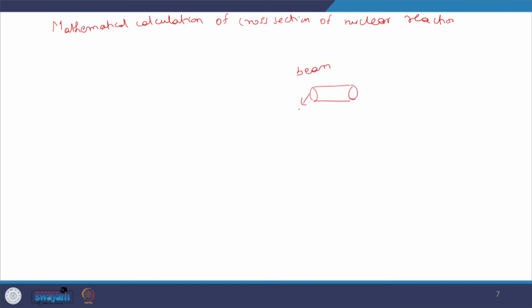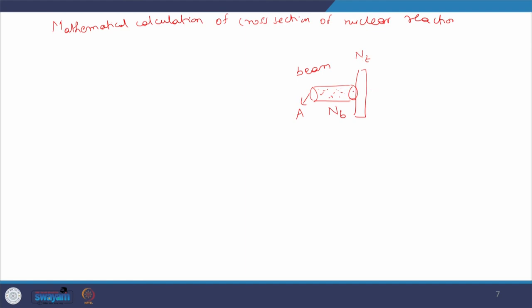Let me do some mathematical calculation, some kind of derivation of the cross section of a nuclear reaction. For that, what are the quantities that come into the picture, my dear? Assume the projectile beam, whose energy is E, and the number of particles in this beam, say NB. All these are particles, and they are falling on some target material, which has a number of target nuclei, say NT.